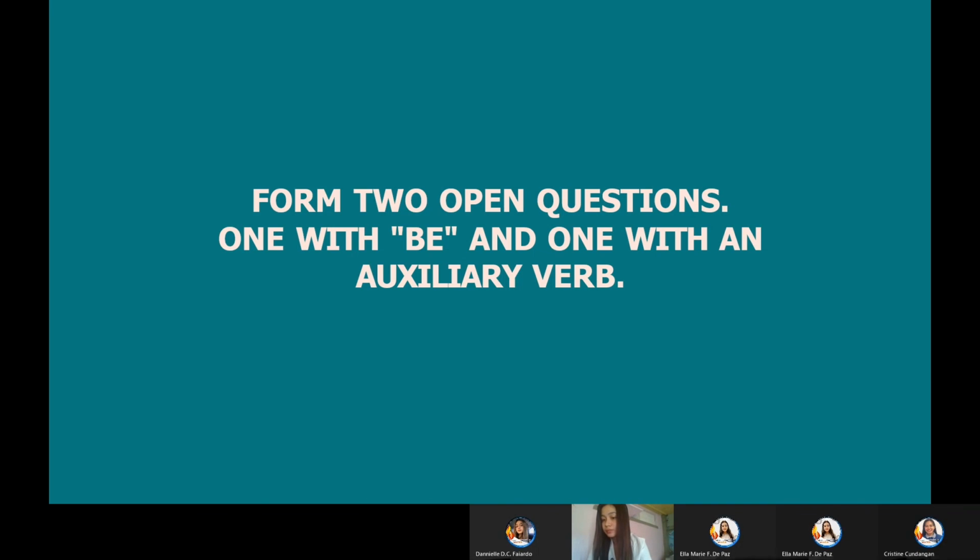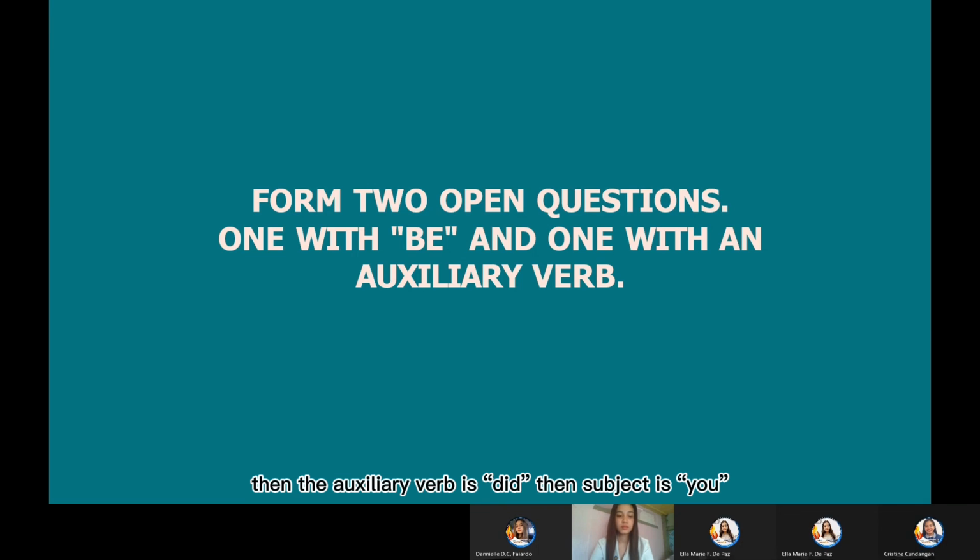How about you? For the question with be, where is the shopping center? The question word is where, then the be is the word is. And for the question with an auxiliary verb, when did you get a cat? The question word is when, then the auxiliary verb is did, and the subject is you.